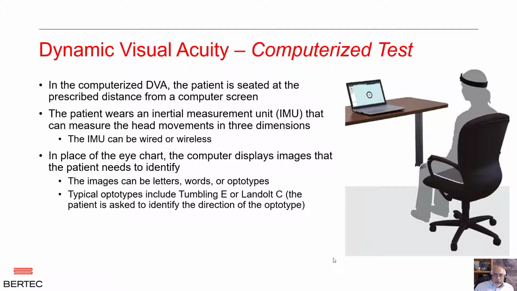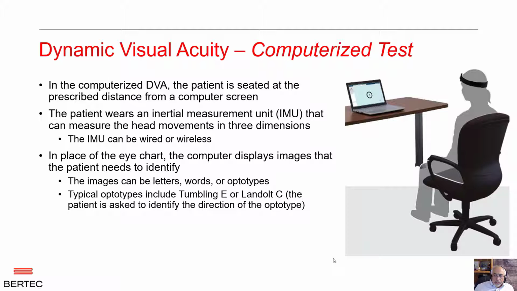In the computerized DVA test, the patient is seated at the prescribed distance from a computer screen. The patient wears an inertial measurement unit, or IMU, that can measure the head movements in 3 dimensions. The older IMU units were wired, but the new versions are wireless, which is preferable because it does not restrict head movements. In place of the eye chart, the computer displays images that the patient needs to identify.